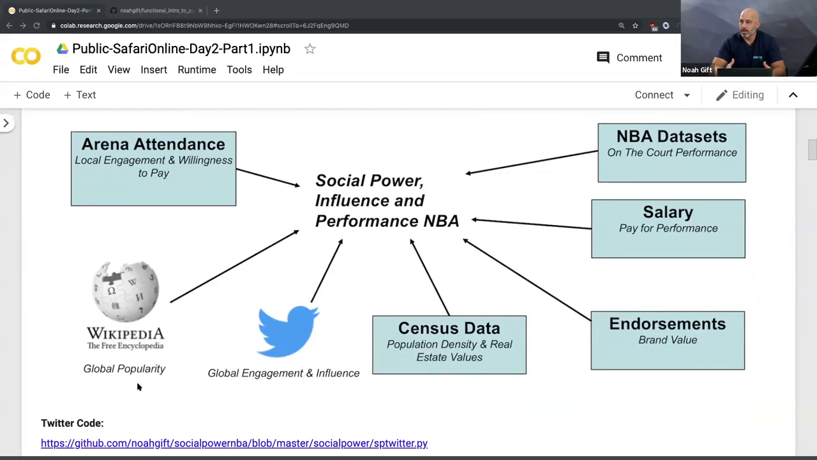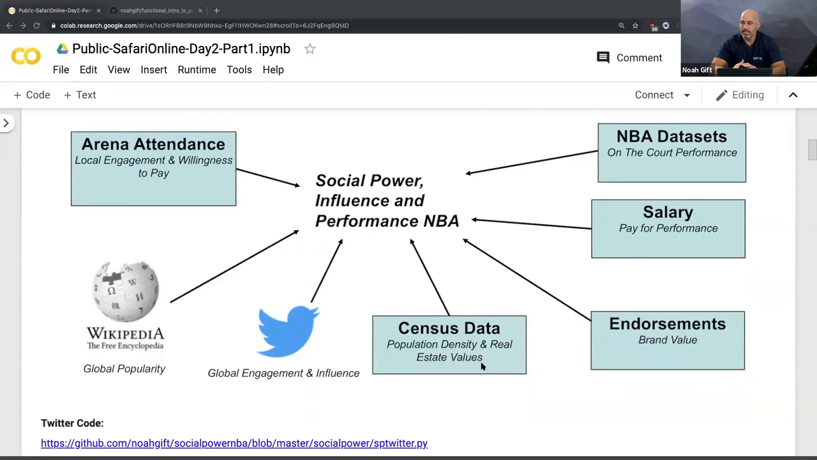You don't have to have an API key. You can just go ahead and grab it. I also looked at Twitter, and I found some really interesting things that we'll cover in a second. And in fact, Twitter and Wikipedia, later I discovered, became a very important way to predict who's going to be successful in the NBA. And then I grabbed census data.